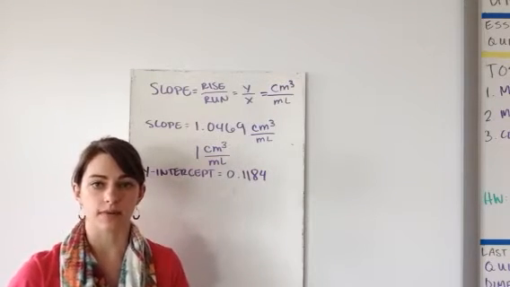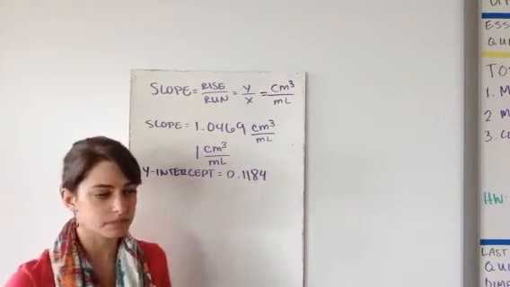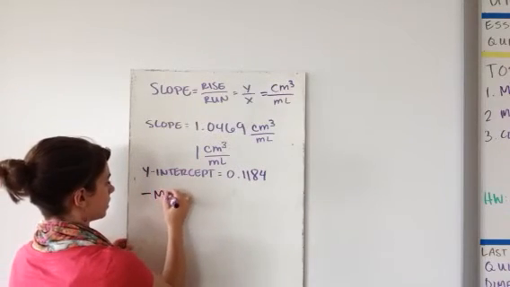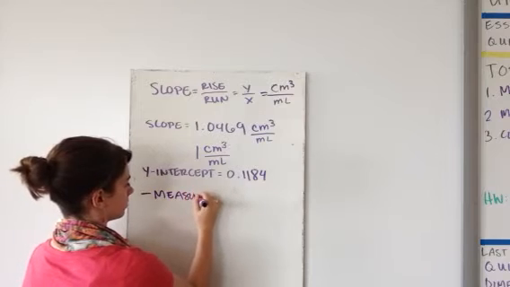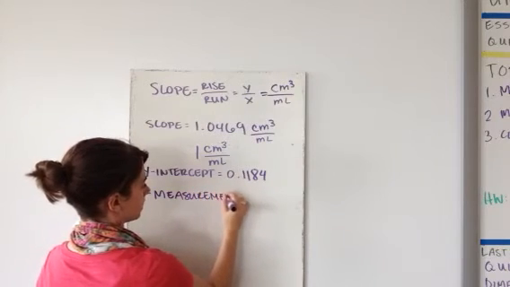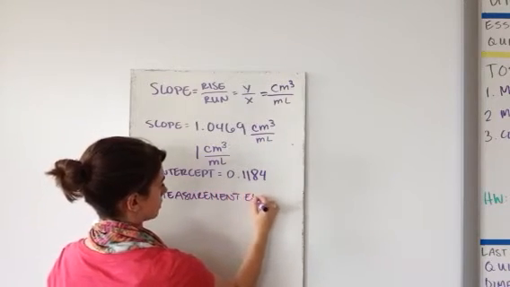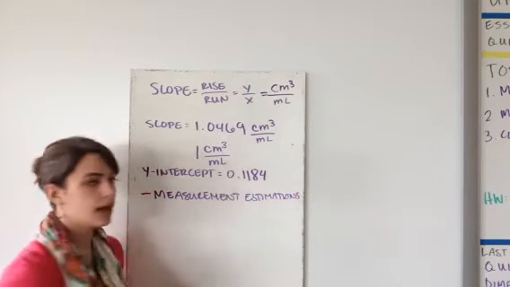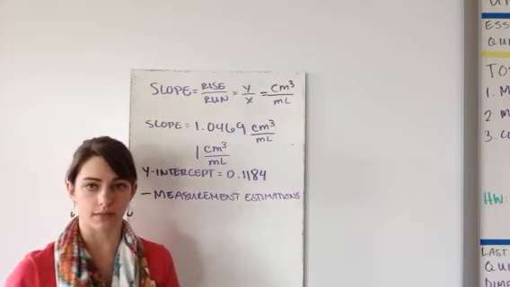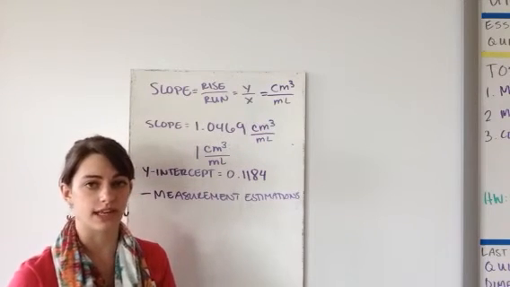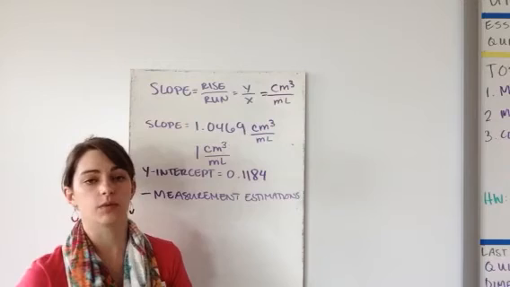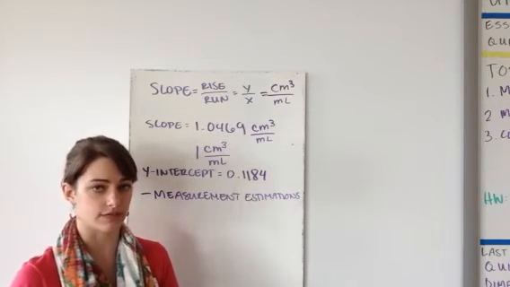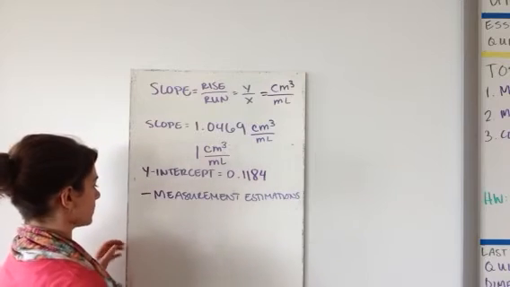So let's talk about some of the errors involved in this lab. So 2 of the main errors are measurement errors, or measurement estimations. Everyone's a little bit different when they estimate values, and we had to estimate when we were using our ruler, and we had to estimate when we were using our graduated cylinder. So estimation values could cause differences.